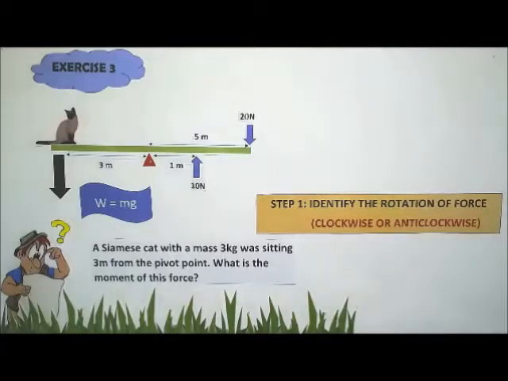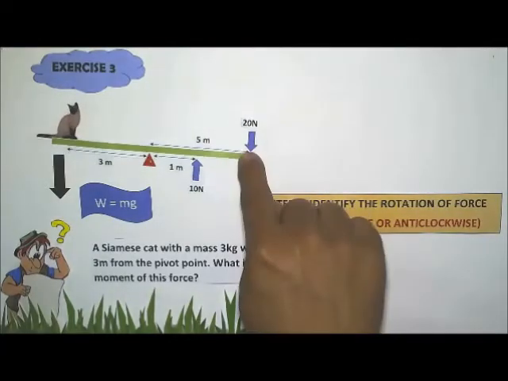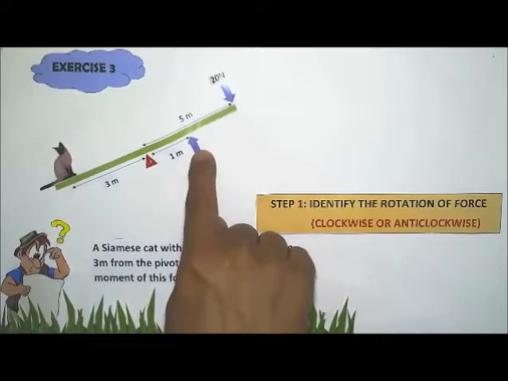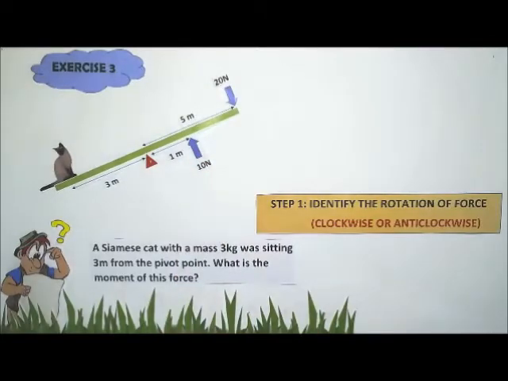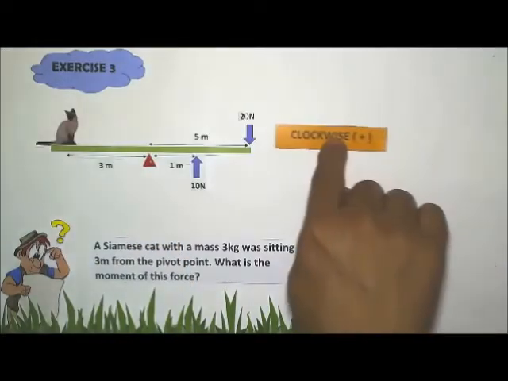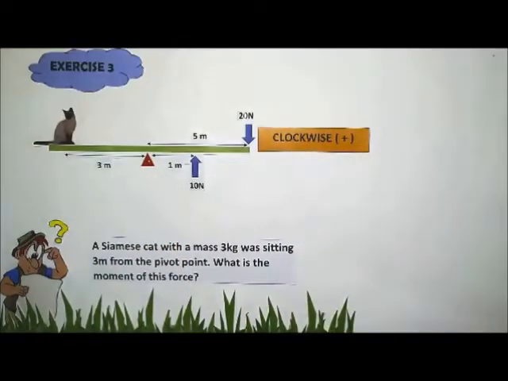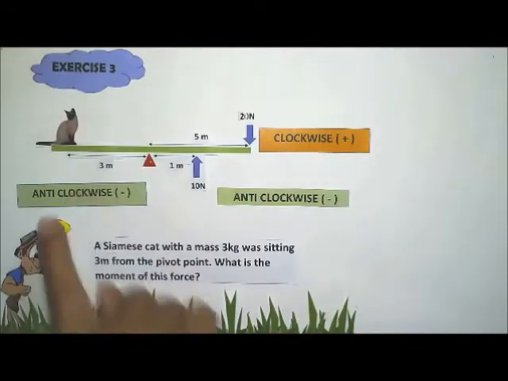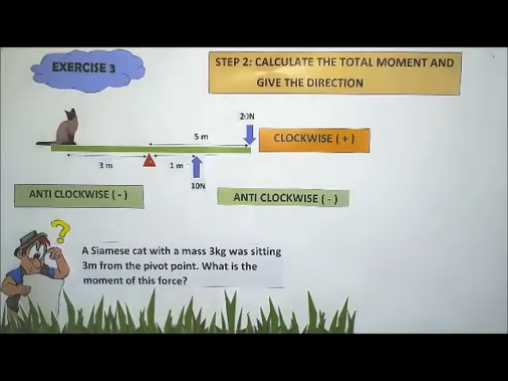Step 1. Identify the rotation of force. 20 Newton is clockwise. 10 Newton is anti-clockwise. And the cat is anti-clockwise. So 20 Newton is a positive sign, 10 Newton a negative sign, and the cat a negative sign.